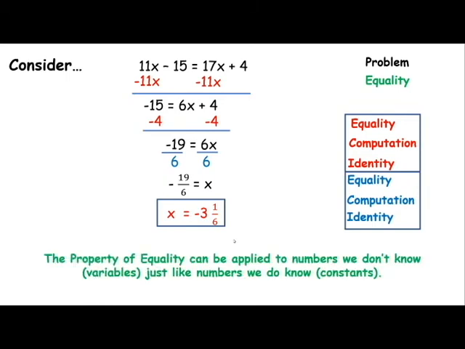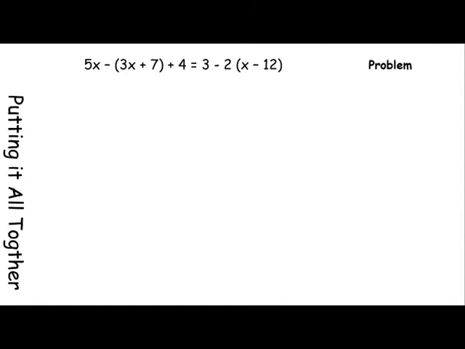The property of equality can be applied to numbers that we don't know the same way they can be applied to numbers we do know. I do have one more example that I want to show you. You'll notice this one's a little longer and more complicated because you have a multi-step expression here on the left, as well as a multi-step expression over here on the right.